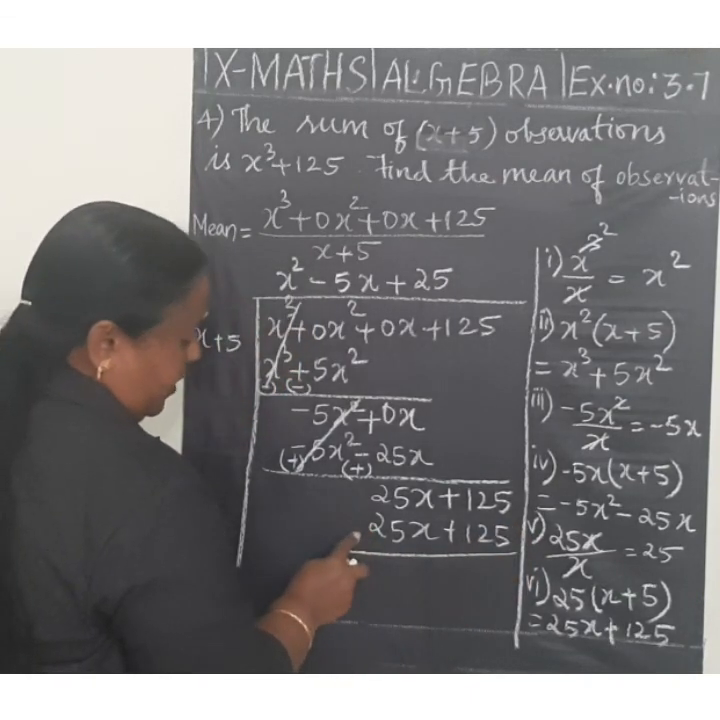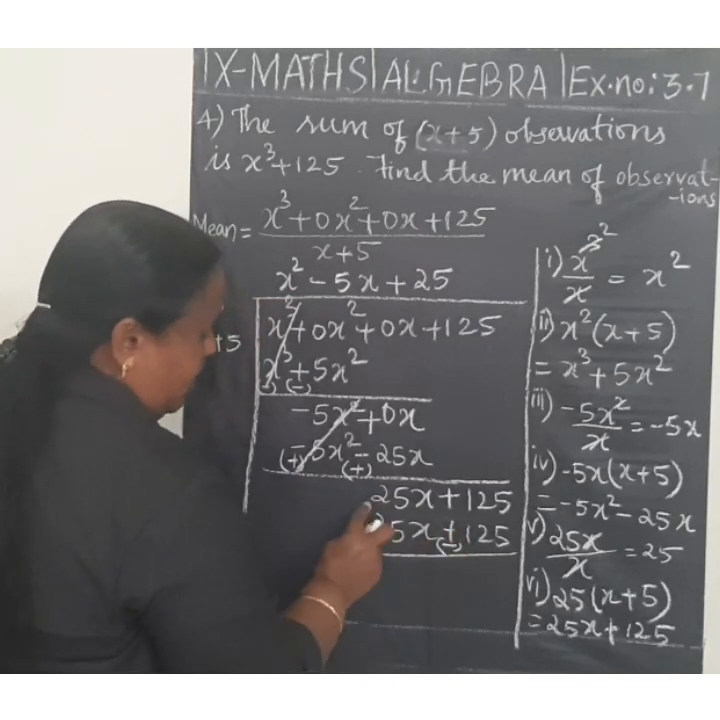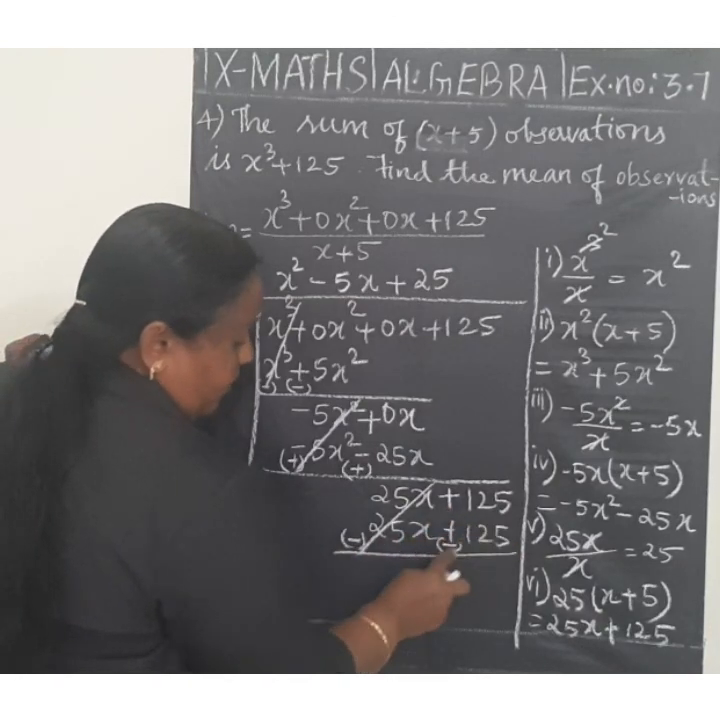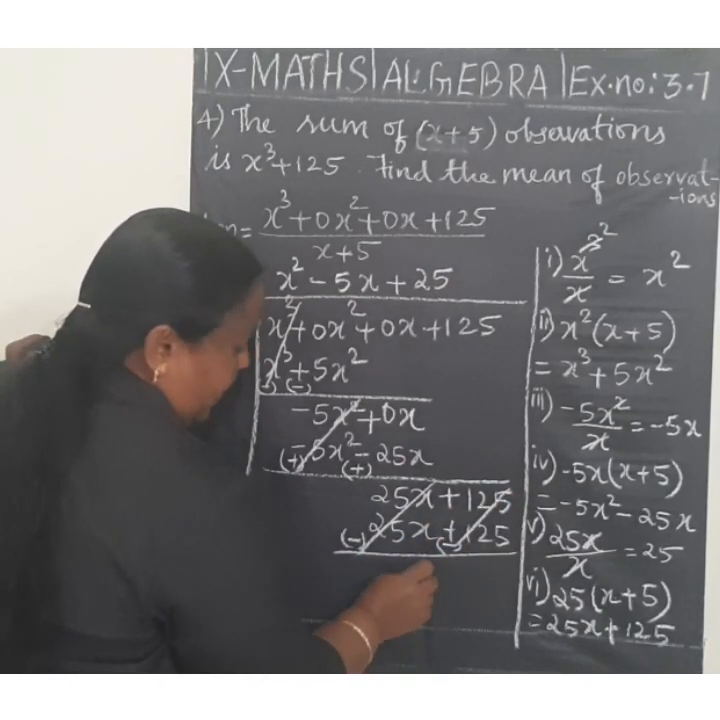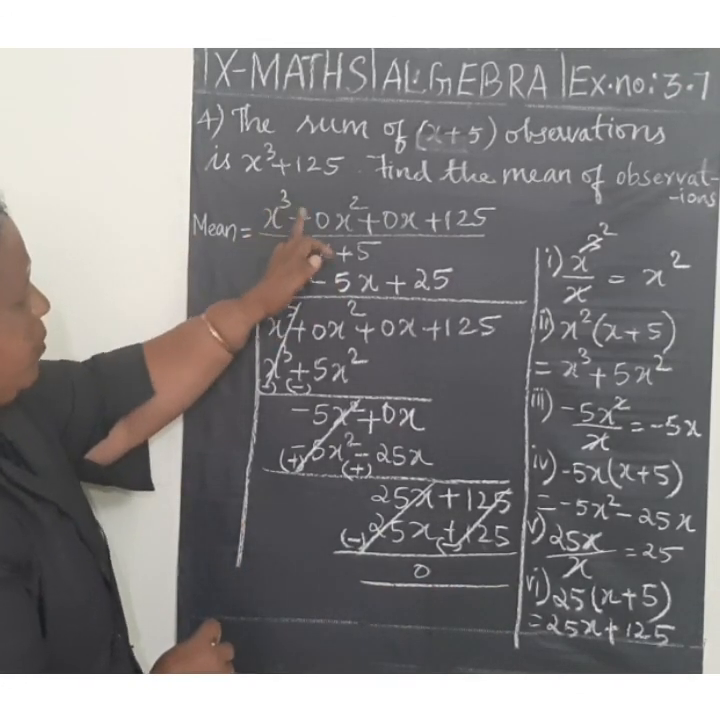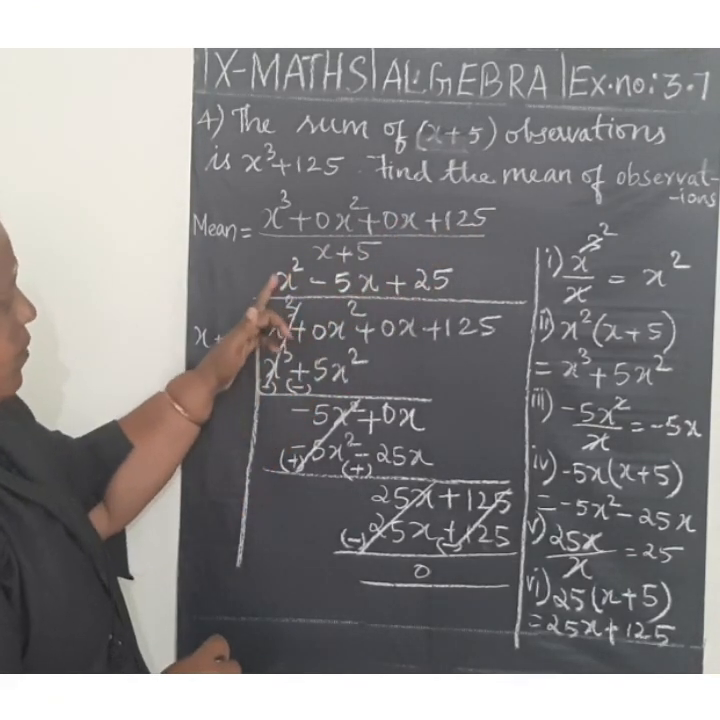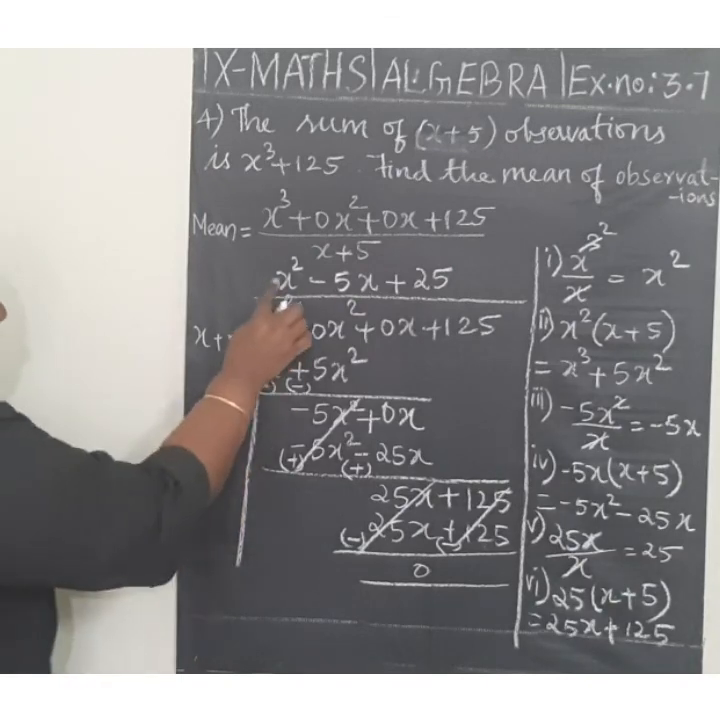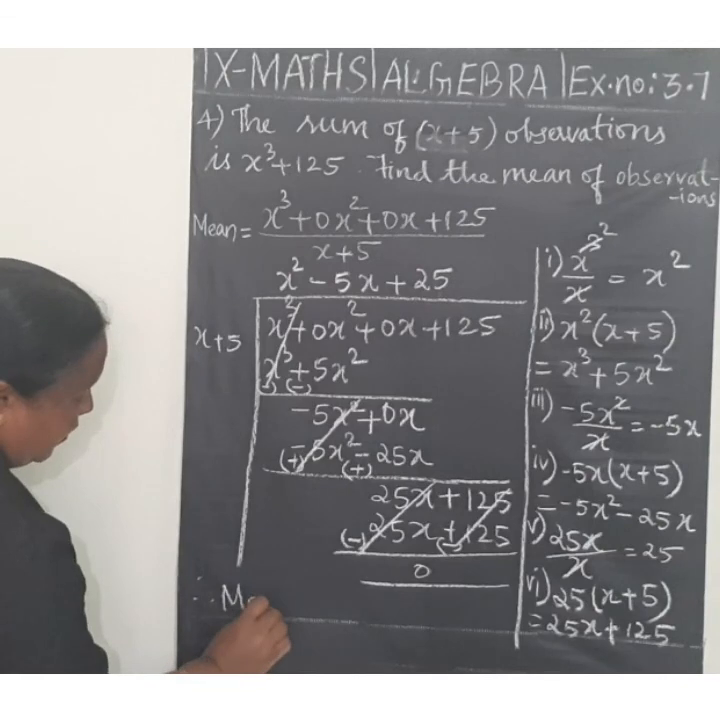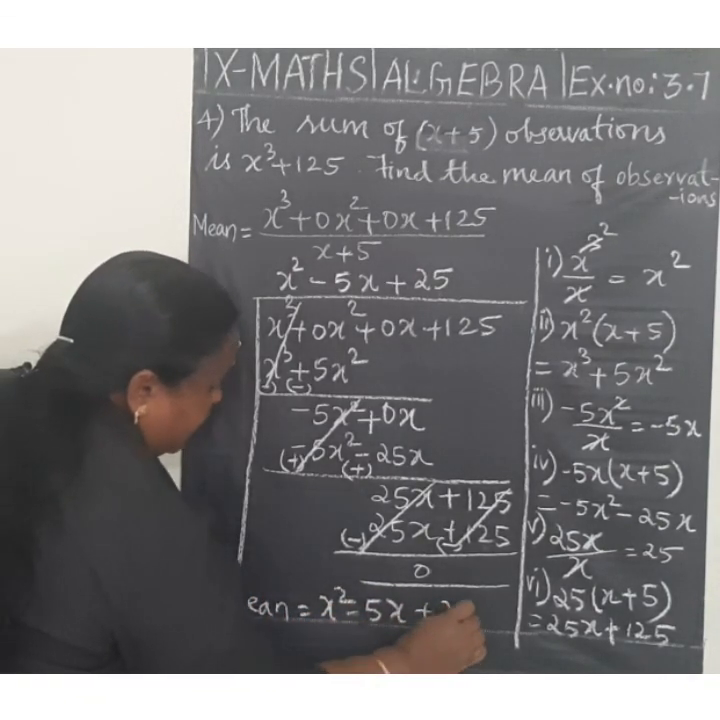Next, to subtract this, we change the signs. So here minus, here also minus sign. So 25x minus 25x gets cancelled. Here plus 125 and minus 125 also get cancelled. So we get 0. So when we divide x cube plus 0x square plus 0x plus 125 by x plus 5, we get x square minus 5x plus 25. Therefore, the mean is equal to x square minus 5x plus 25.